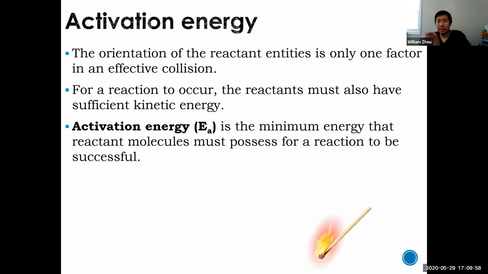So this is called the activation energy. Activation energy, the symbol is E subscript A. This is the minimum amount of energy that you must have in order for a reaction to be successful. If you don't have this activation energy, even if you have all of the reactants, nothing's going to happen.